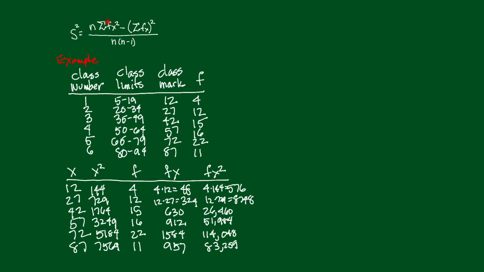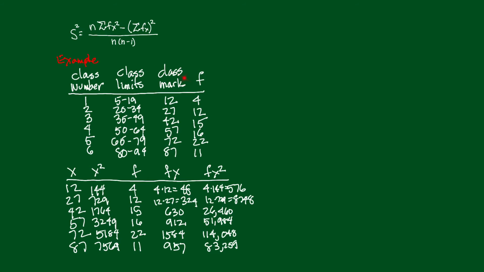Now, look what your formula says, all the way up here at the top left. We have to add some things up, right? So what do you have to do? You have to add up the fx squared column. I have to add these. Then I have to add up the fx column. I have to add up that one. Okay, anything else? Yeah, you know, what is this n? N is the sample size.